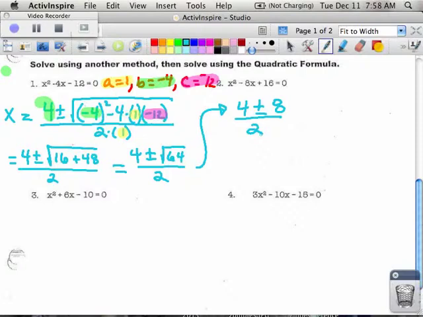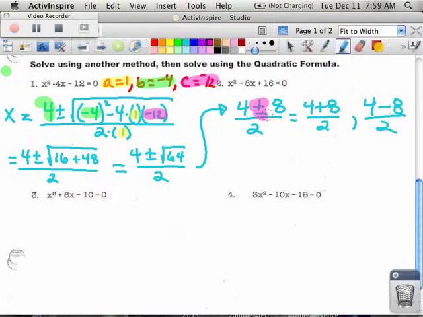Now, what you may or may not realize is that's actually talking about 2 different things. Because the plus or minus is saying that I either have 4 plus 8 over 2, or I have 4 minus 8 over 2. That's what this plus or minus stuff right here is doing.